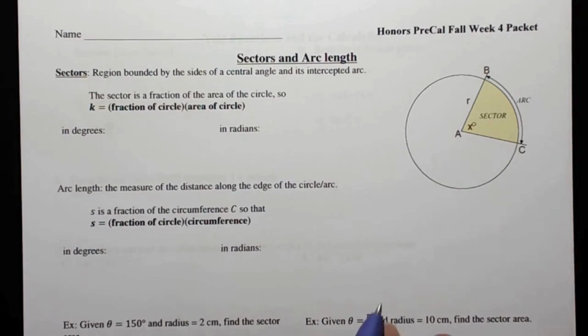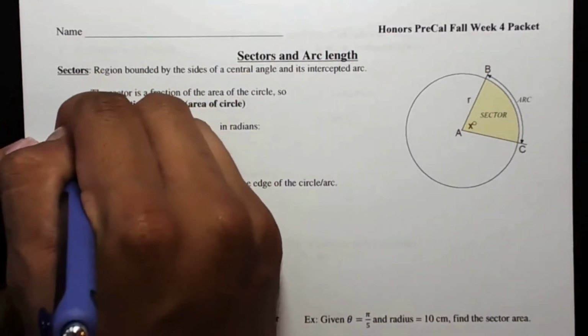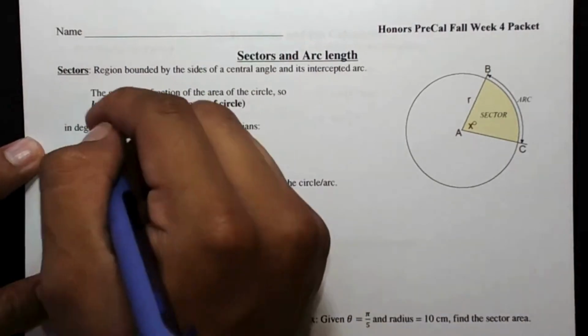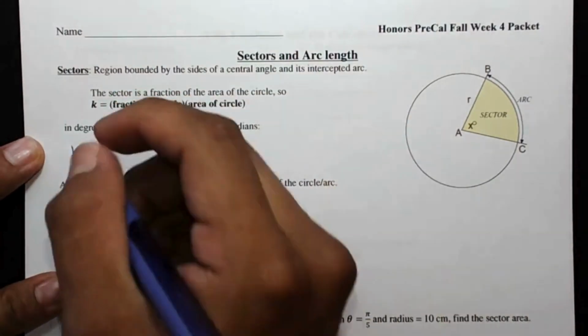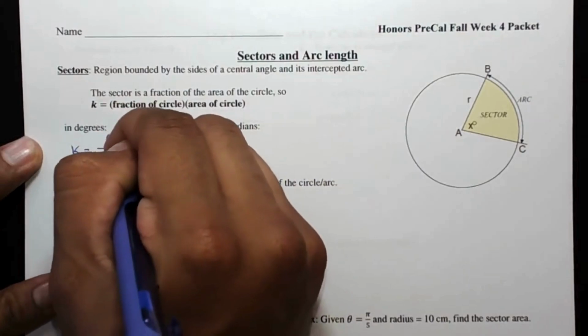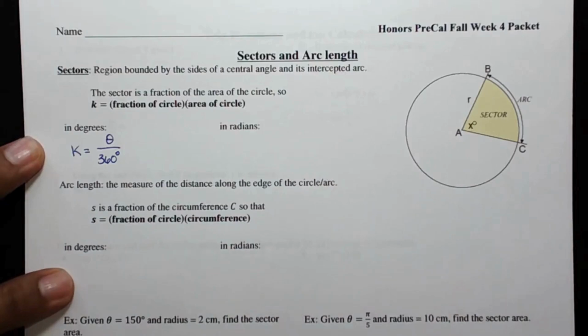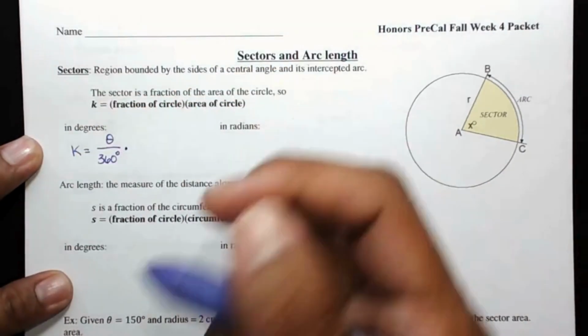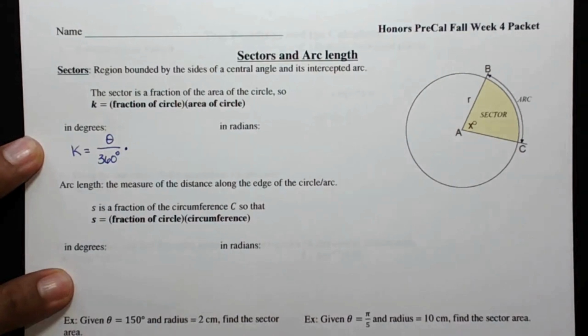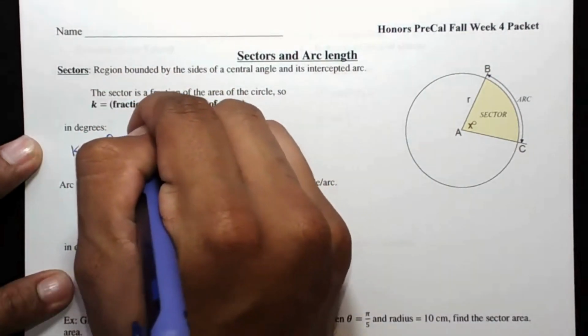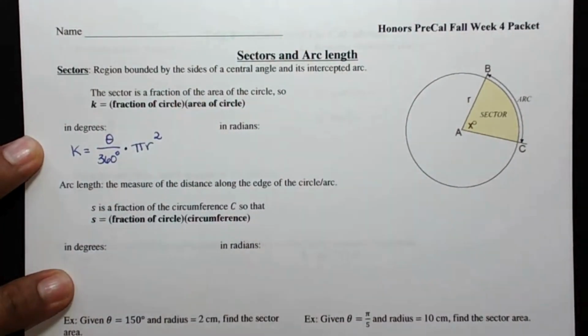So in degrees, hopefully y'all remember this formula. If you're given an angle measure, you're going to take a fraction of that full circle, so that angle measure being in degrees, out of a full circle that's 360 degrees. So it's a fraction of the area of a circle. Well, the area of a circle is pi r squared. So that's the formula you should know from geometry on how to find sector area given an angle in degrees.